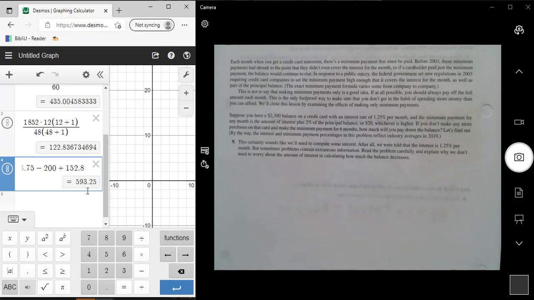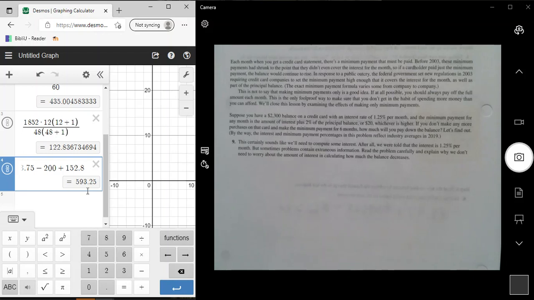Okay, it says here, suppose you have a $2,300 balance on a credit card with an interest rate of 1.25% per month, and the minimum payment for any month is the amount of interest plus 2% of the principal balance, or $20, whichever is higher. If you don't make any more purchases on that card and make the minimum payment for 6 months, how much will you pay down the balance? Let's find out. By the way, the interest and minimum payment percentages in this problem reflect industry averages in 2019.